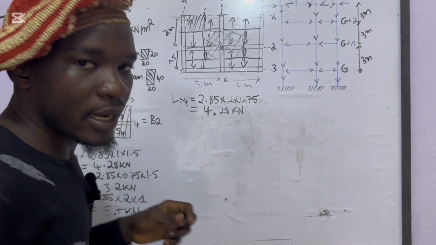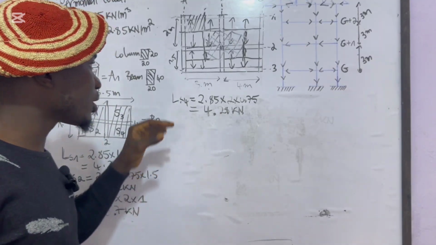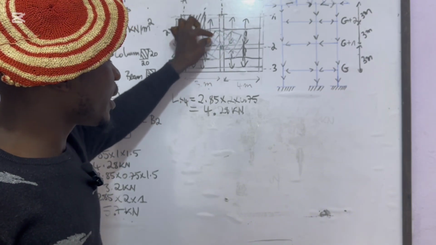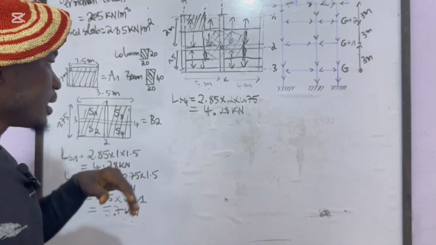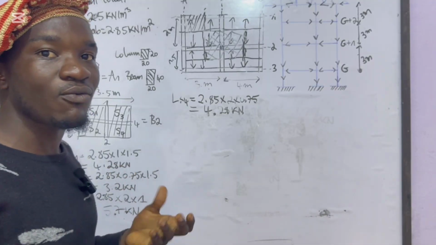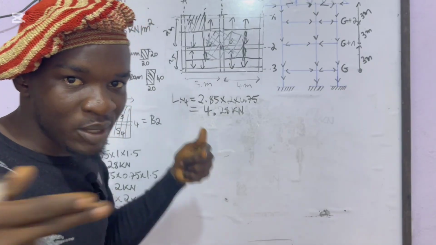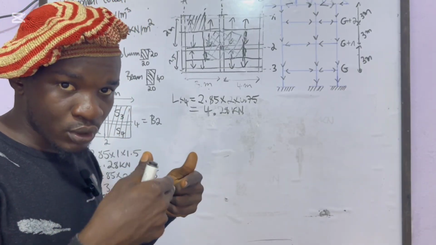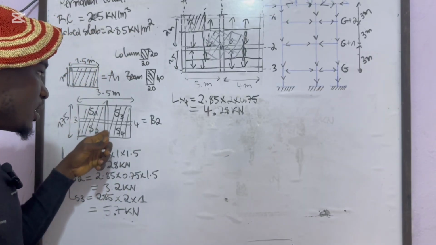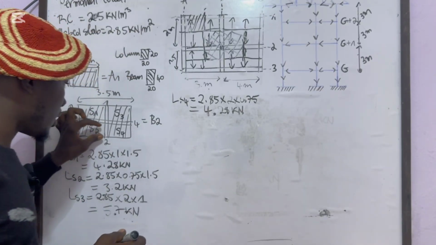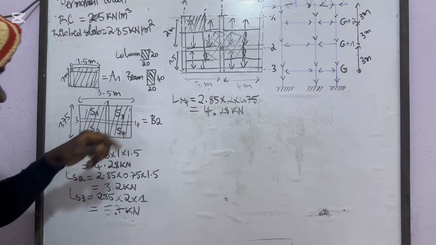Now you will realize that we just calculated the self weight of the various small surface areas which constitute the influence area of column B2. Now we also have to consider the self weight of the beams carrying those loads, because it's the beams that are sending those loads to the column. So we have to calculate the self weight of each of these half beams: beam 1, beam 2, beam 3, beam 4.